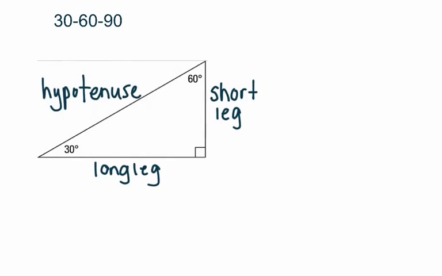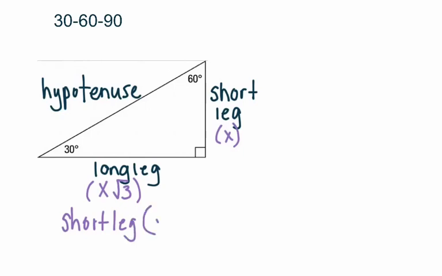Now the relationship for this one is whatever the short leg is, let's call that x. The long leg is going to be that times the square root of 3. So we're going to have x times the square root of 3. I'm going to write that down: short leg times the square root of 3 is equal to the long leg.